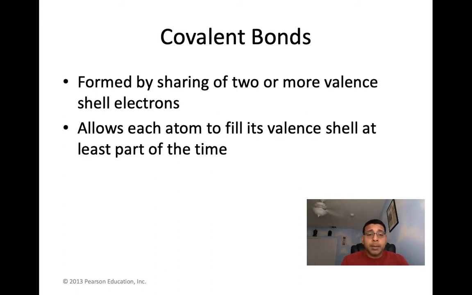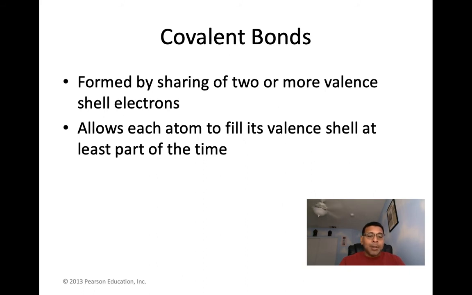And these bonds are the second type of bond we'll talk about, which are covalent bonds. Covalent bonds are bonds in which electrons are not completely transferred from one atom to another atom. Instead, they are shared so that each atom can fill its outer electron shell at least part of the time. Electron sharing produces molecules in which the shared electrons occupy a single orbital common to both atoms.